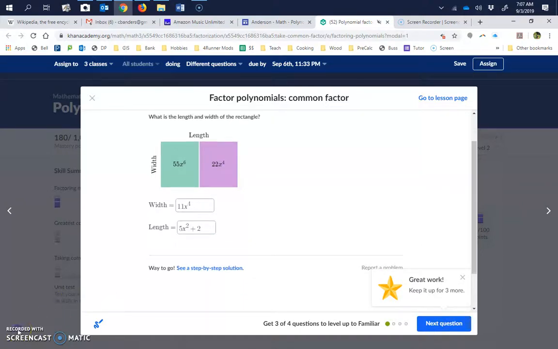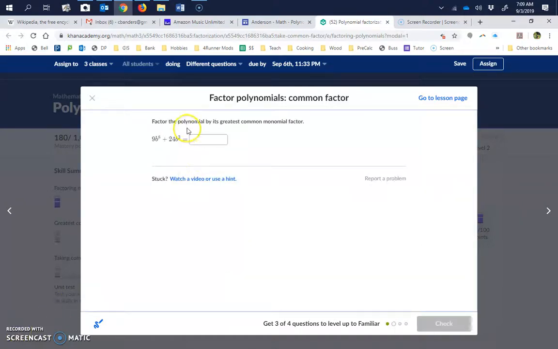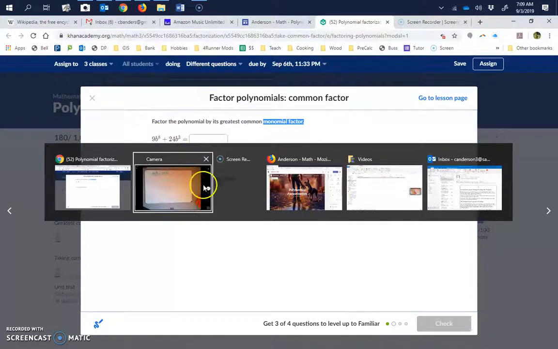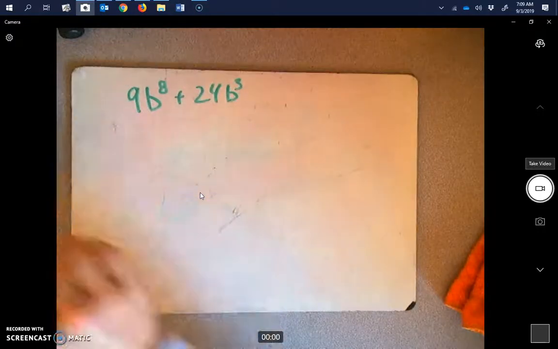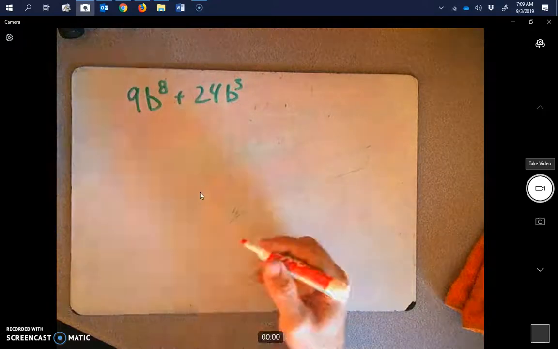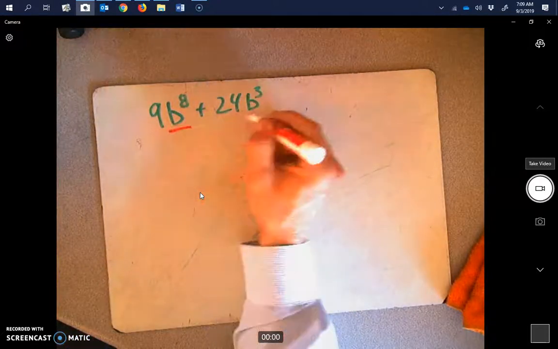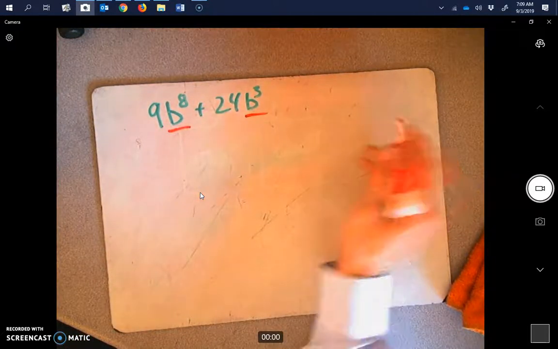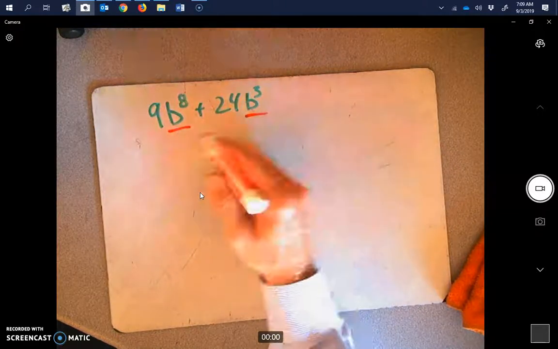It's right. Question 2 is factor the polynomial by its greatest common monomial factor. So this wants the monomial out of here. We're only doing one side, so basically the width of what we just did in the last problem. I have it written here, and the first thing I'm going to do, you can do the numbers first if you want. Honestly, it doesn't matter if you do the variable or the number first. So we factor out the variable.